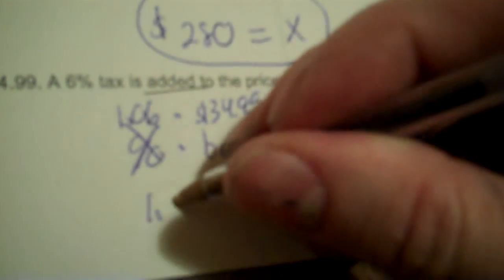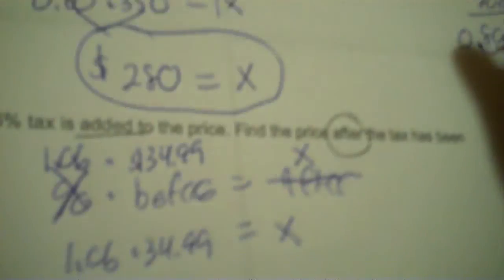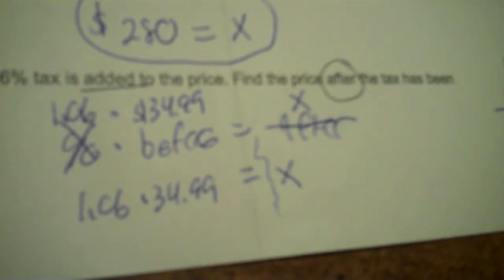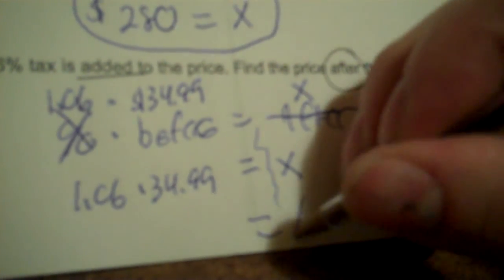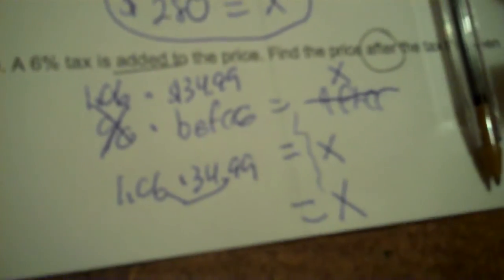So we have 1.06 times 34.99 equals x. Alright, so we're solving for x. X is all by itself, so you just drop it and then do the math on the other side. Okay, 1.06 times 34.99. Now it's a money problem, so we want two decimal places. So 37.08, or you can take it up to 0.09. It's up to you, okay? But you do want those two decimal places with money.